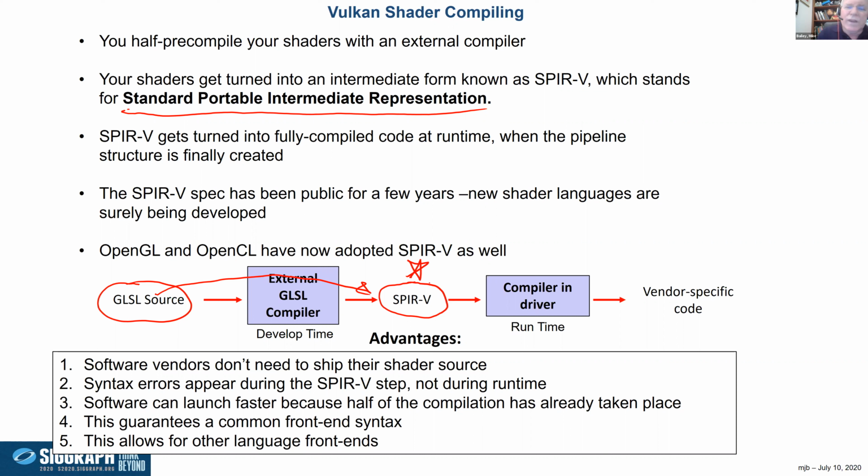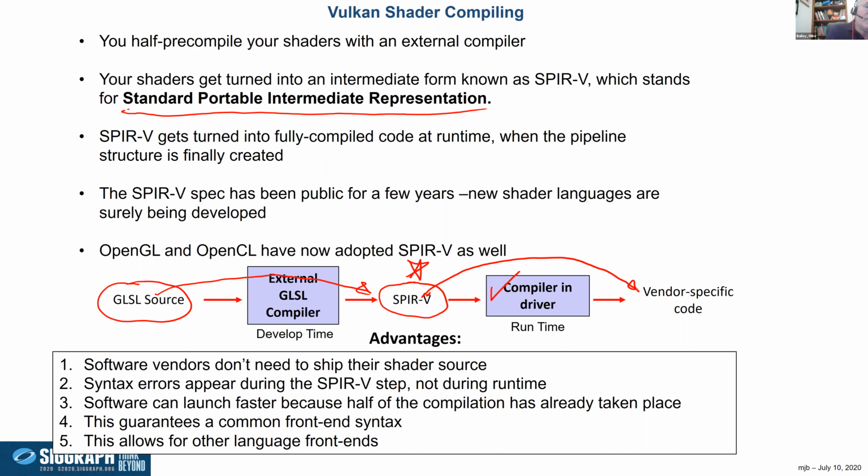And then at runtime, there's a second part of the compiler that's in the driver, and it takes that intermediate code and compiles it into the vendor-specific code. So for NVIDIA, it now knows how to make it run on NVIDIA hardware, AMD, Intel, and so on. Okay, and so this solves those two problems. That is, you don't have to ship source code, you can ship this intermediate format, and it's faster at runtime to get everything up and running. So yeah, this is pretty interesting.